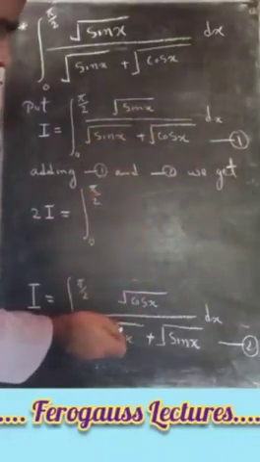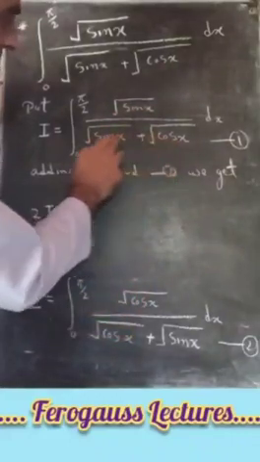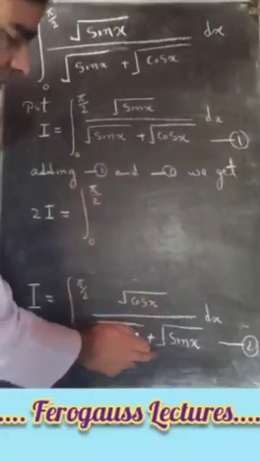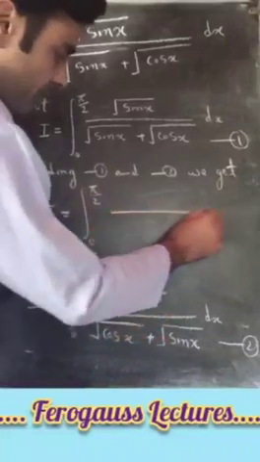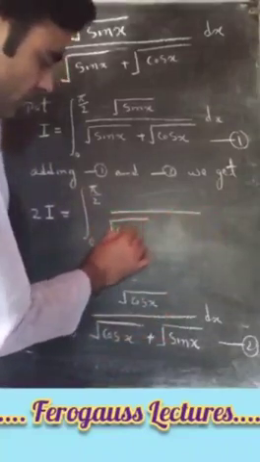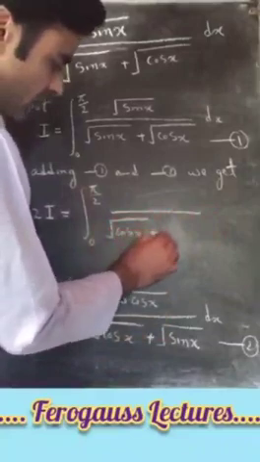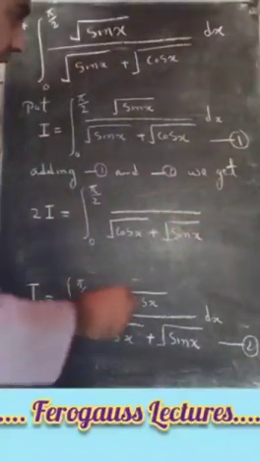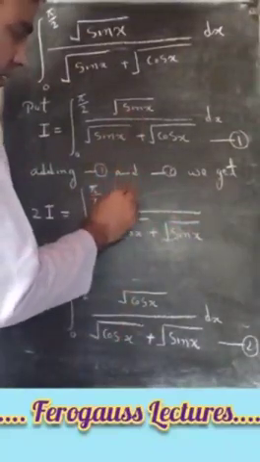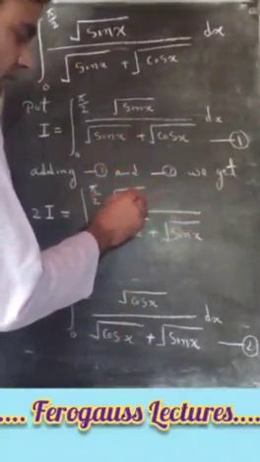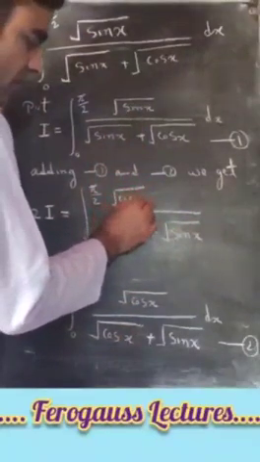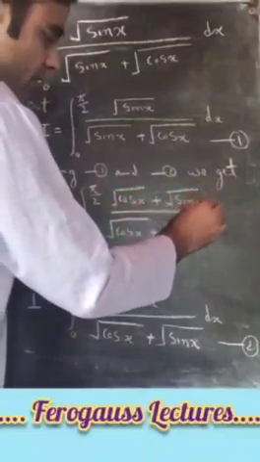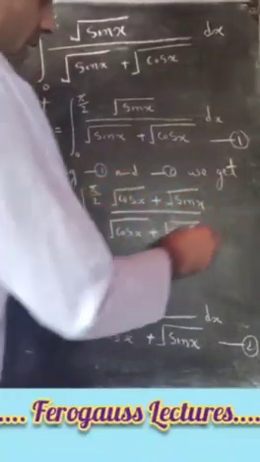In denominator we have cosine of x plus sine of x, and also here in denominator we have cosine of x plus sine of x. So we take square root of cosine x plus square root of sine x, and now in numerator we get square root of cosine x plus square root of sine x, okay, dx.